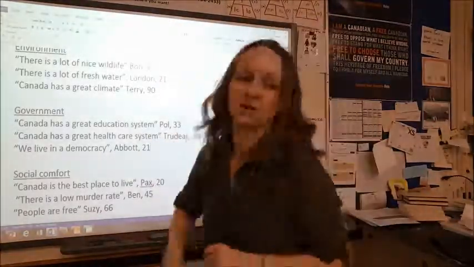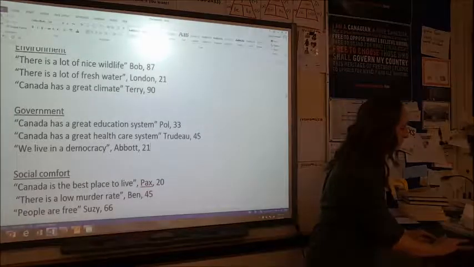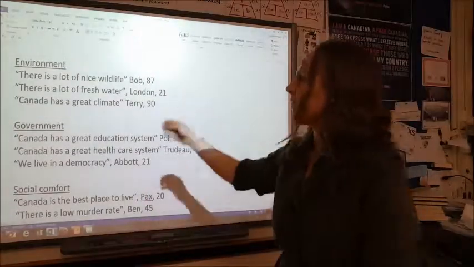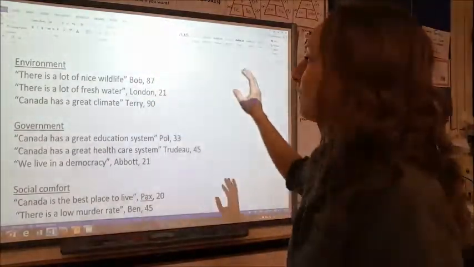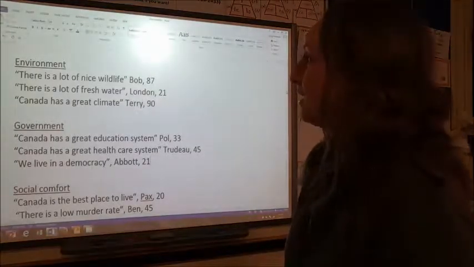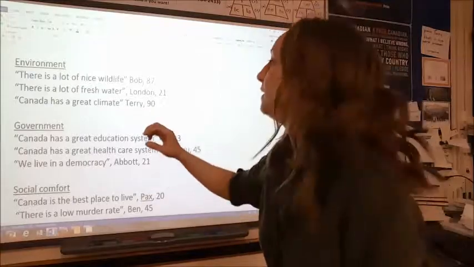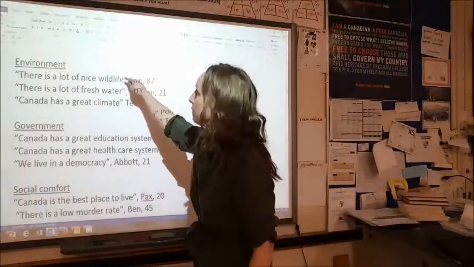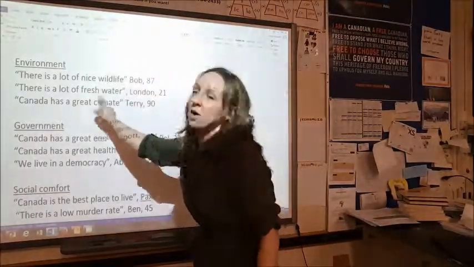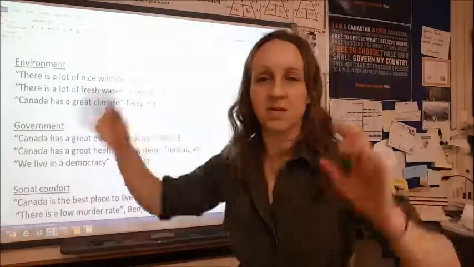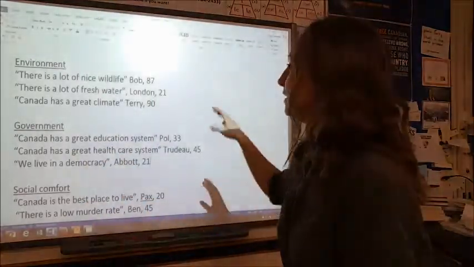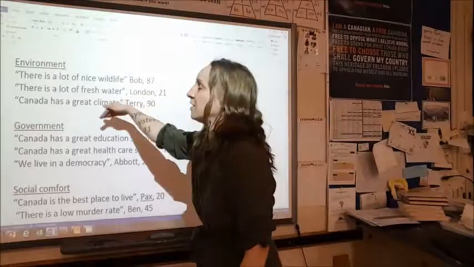So let's just look at our environment one. Let's just say there's a lot of nice wildlife, and then there's a lot of fresh water, and Canada has a great climate. I mean, it actually kind of works well in this order, and here's why. Because here we're talking about animals. Animals need water, and water is part of having a great climate, like with precipitation and, I don't know, whatever else it does. So in my mind, this actually is kind of a nice flow.